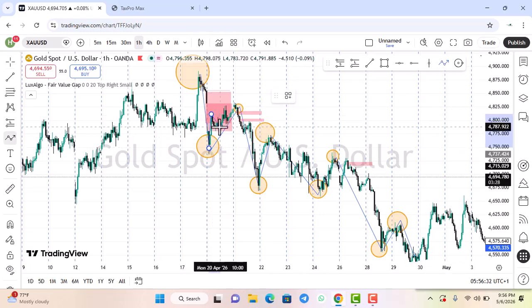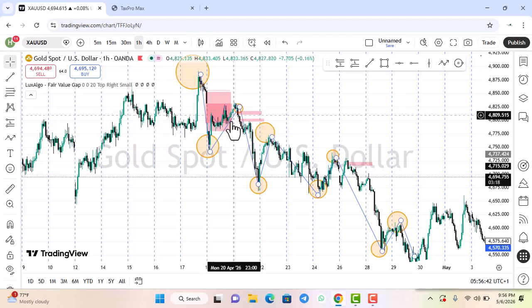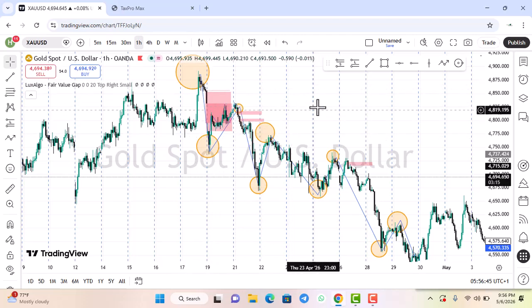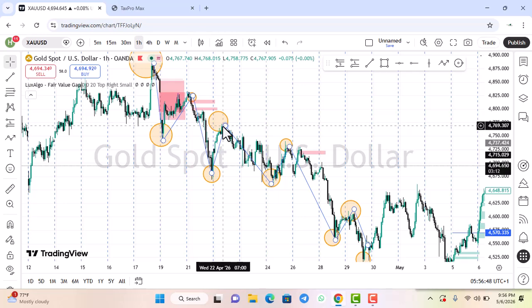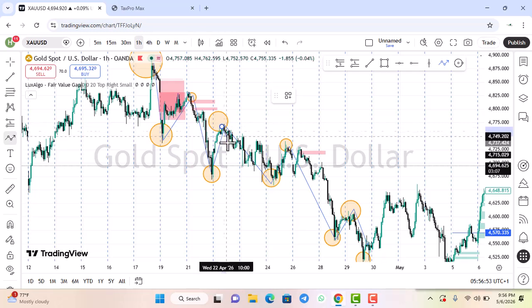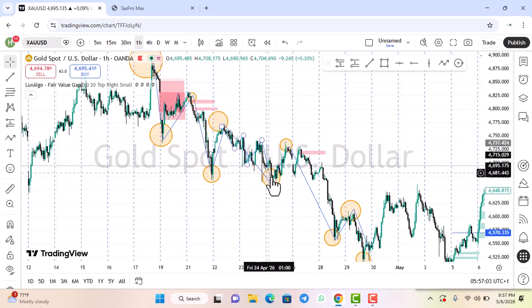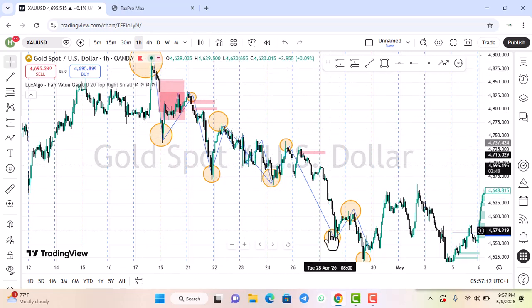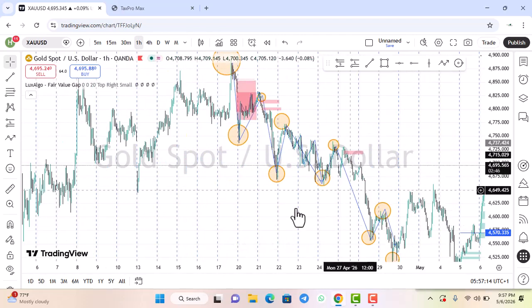Okay, that is what we call internal market structure, right? So this is another zigzag, price forming another structure inside a bigger structure, right? So when price was moving from this point here down to this point, there was another zigzag, price moving like this, then to this point. So this is our internal market structure, and this bigger structure is our external market structure. I hope you understand this now.